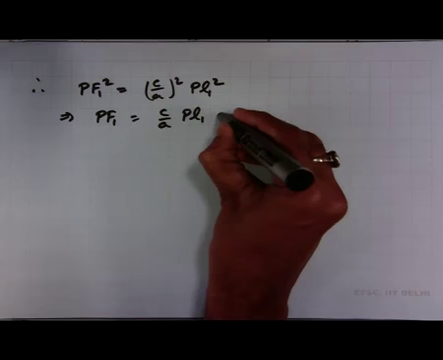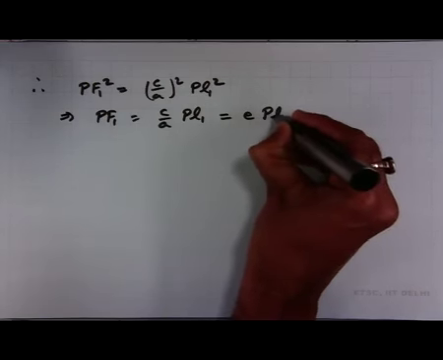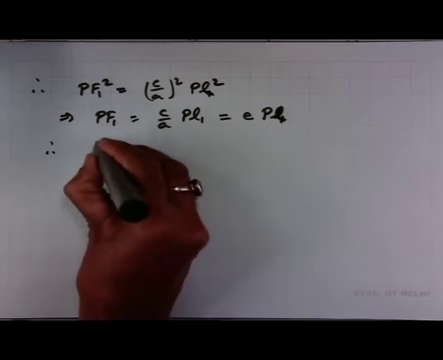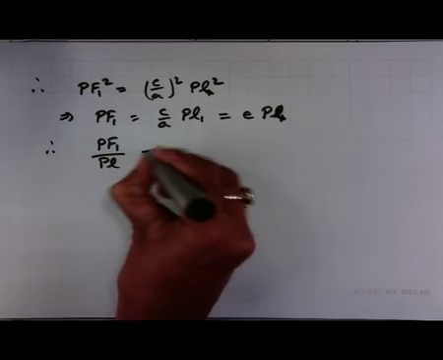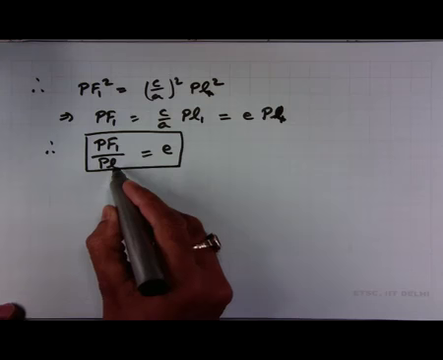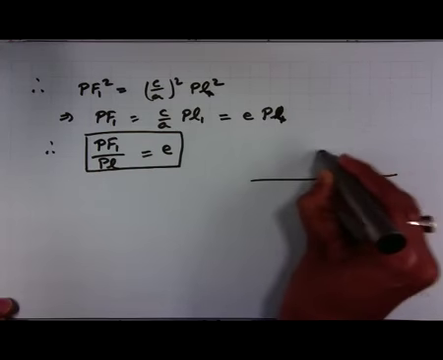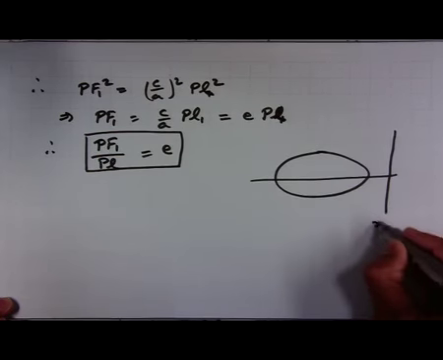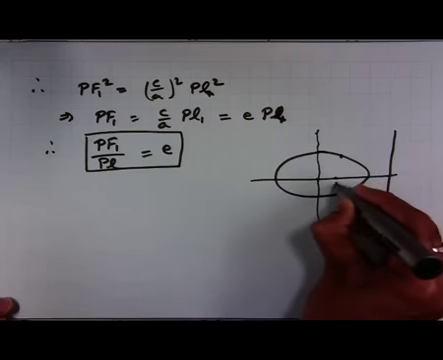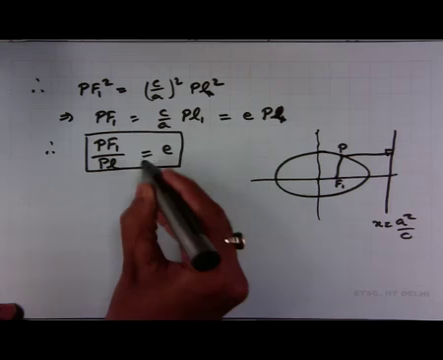And recall that we defined the eccentricity of the ellipse to be c by a. So, this is e times PL. So, thus PF1 by PL is equal to e. So, the ratio of the distance of any point on the ellipse to the focus and to the line x equal to a square by c is equal to the constant e.